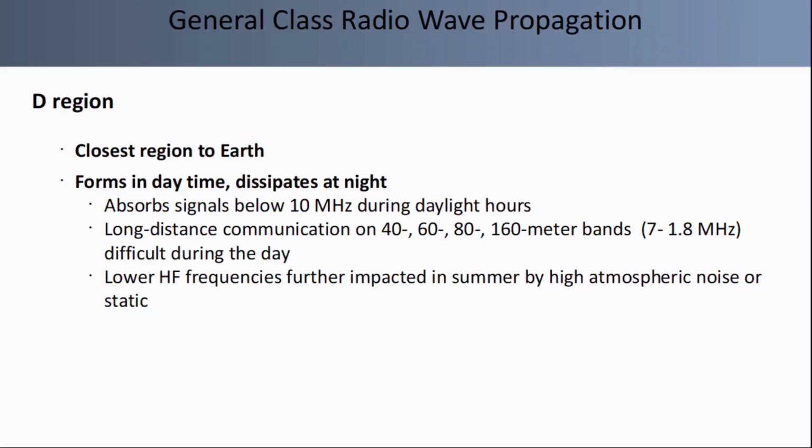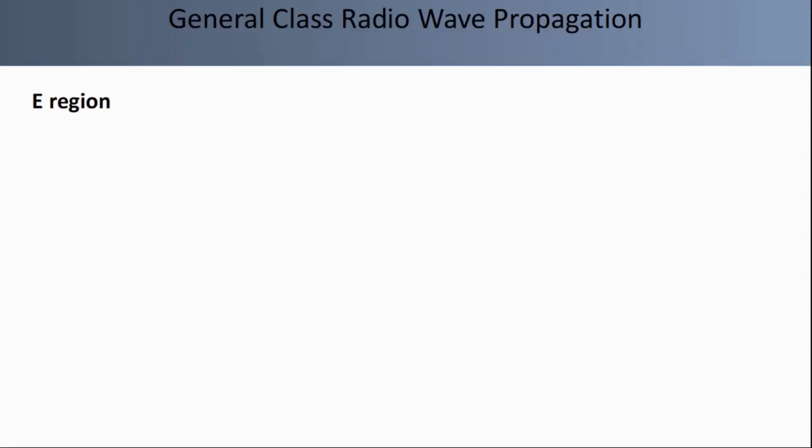Further frustrating on these lower HF frequencies, the 1.8 to 7 megahertz, often impacted in summer by high atmospheric noise or static, right out of the question pool. Lightning crashes, other things, just atmospheric noise in general. It's higher in the summer on these lower HF frequencies. All right, let's move up. Let's go up to the E region, 60 to 70 miles above the Earth's surface. It also dissipates at night.